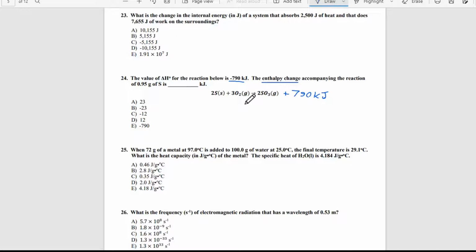But if it says how much heat is absorbed or how much heat is released, can your answer be positive or negative? No, it can only be positive. Even if it says how much heat is released. Because you can't release a negative amount of heat, right?